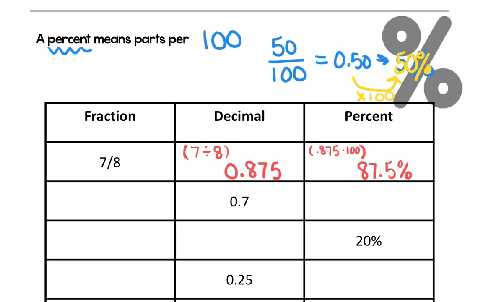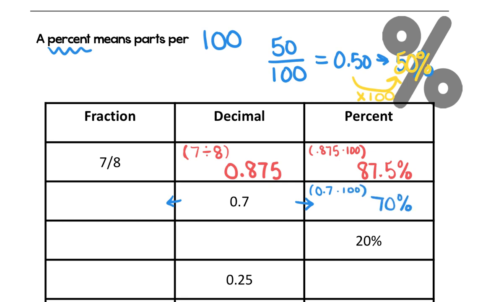In the next example, we're given the decimal, but not the fraction or the percent. So this time, we have to go both ways. We have to go decimal to percent, and then we have to go backwards from decimal to fraction, or we could go from percent to fraction. So let's start with decimal to percent. Again, we're going to take this decimal and multiply it by 100.